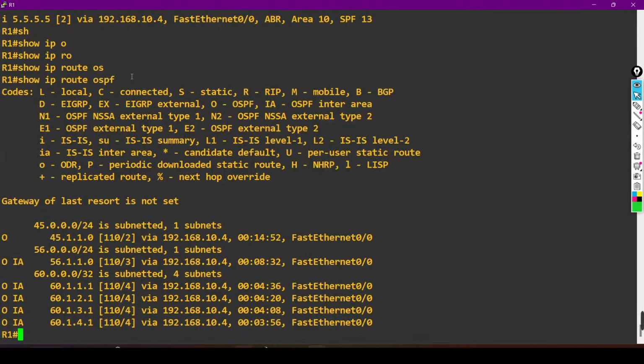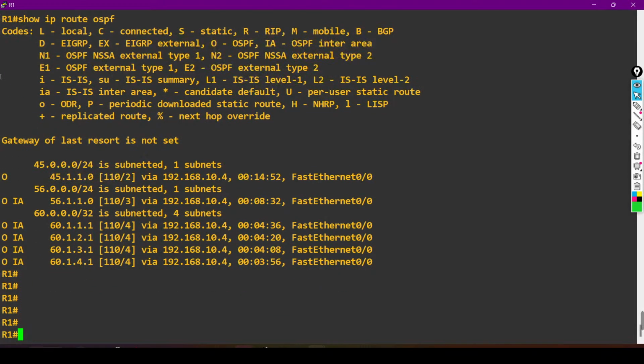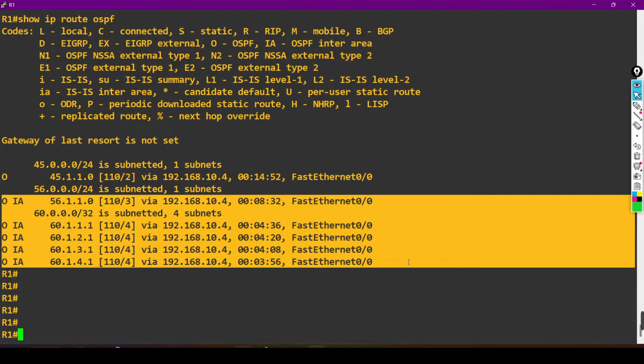So IP route OSPF. And here you can also see inter-area prefixes will be there in the routing table with this symbol only, with O, and intra-area prefixes will be with this symbol OIA. O means OSPF and IA means inter-area. Done, guys? So how you can verify intra-area prefixes and inter-area prefixes in the routing table of the router? Is it clear to everyone?